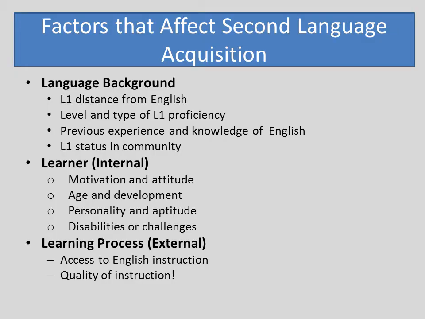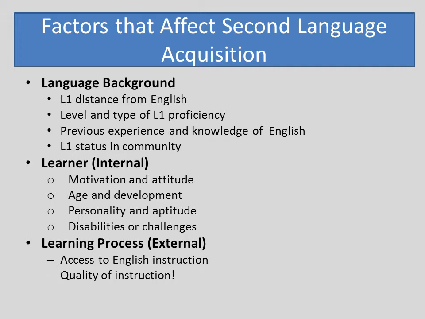And in the learning of a language, whether it was you and your language or an ESOL student coming here to America to learn English, there are many factors involved in influencing the student in their learning of language. 3 major categories are the language background, the internal factors of the learner, and also the external learning process. So if you look at each one of these in detail, under language background, we need to know how distant the home language or the L1 is from English.